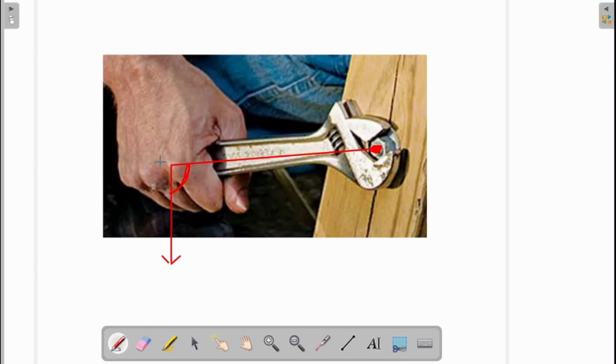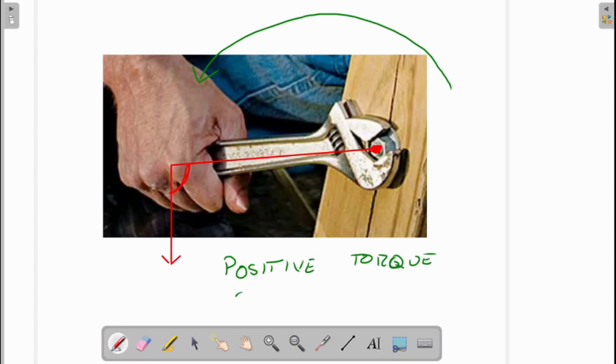Torque, much like an angular acceleration and an angular velocity, has a positive and negative direction. In this case, the torque is going to cause this to move counterclockwise. It's going to cause it to move this way. So the torque in this case is positive. Positive torque causes counterclockwise acceleration.